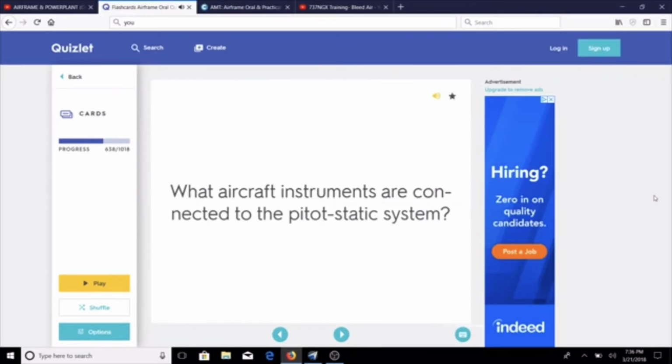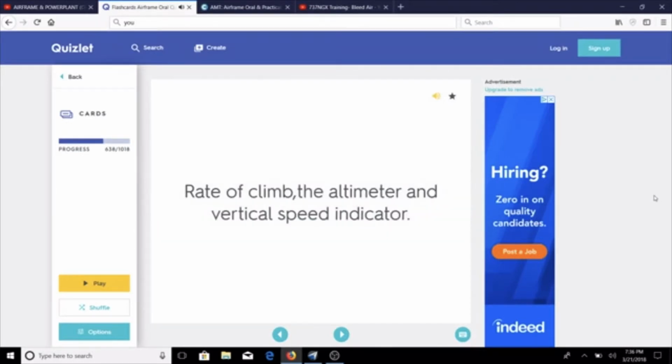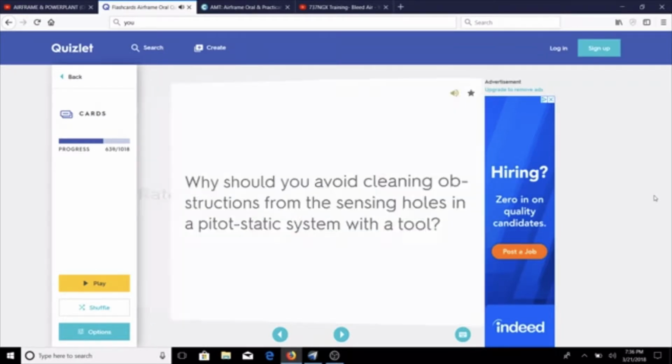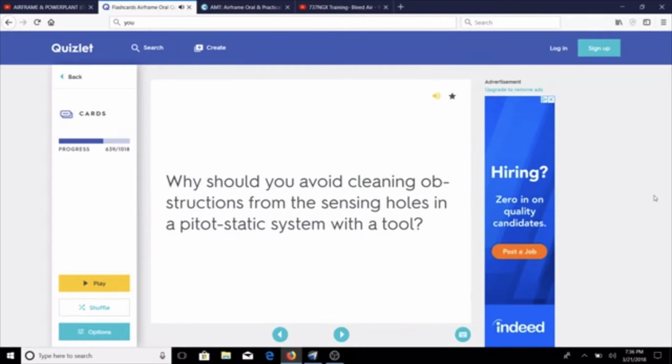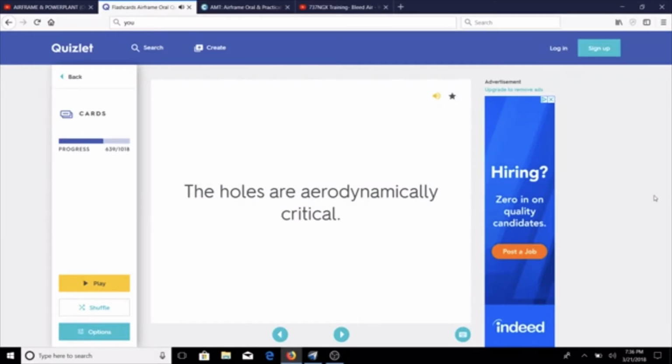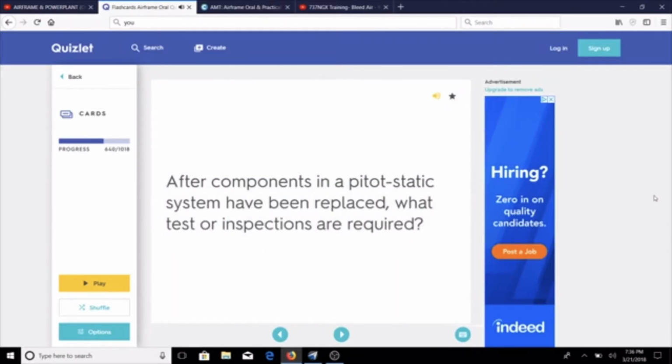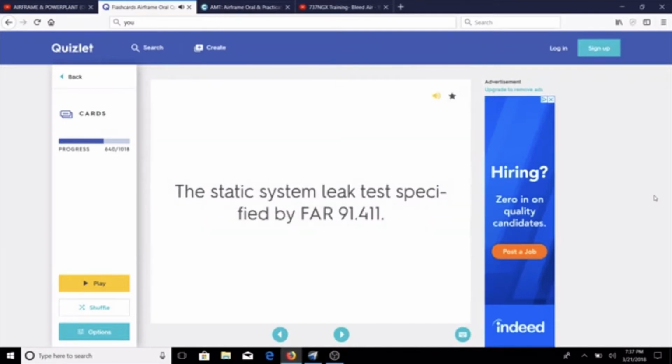What aircraft instruments are connected to the pitot static system? The rate of climb, the altimeter and vertical speed indicator. Why should you avoid cleaning obstructions from the sensing holes in a pitot static system with a tool? The holes are aerodynamically critical. After components in a pitot static system have been replaced, what tests or inspections are required? The static system leak test specified by FAR 91.411.